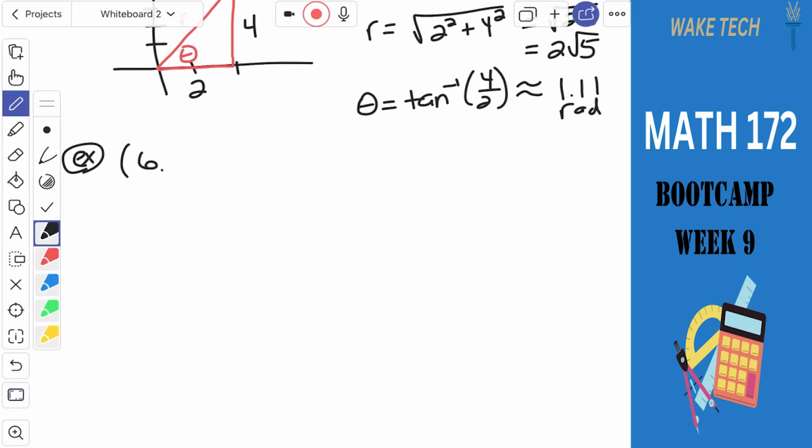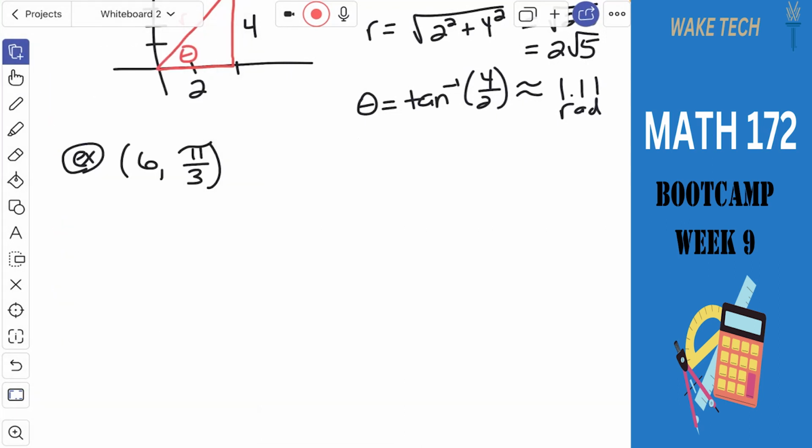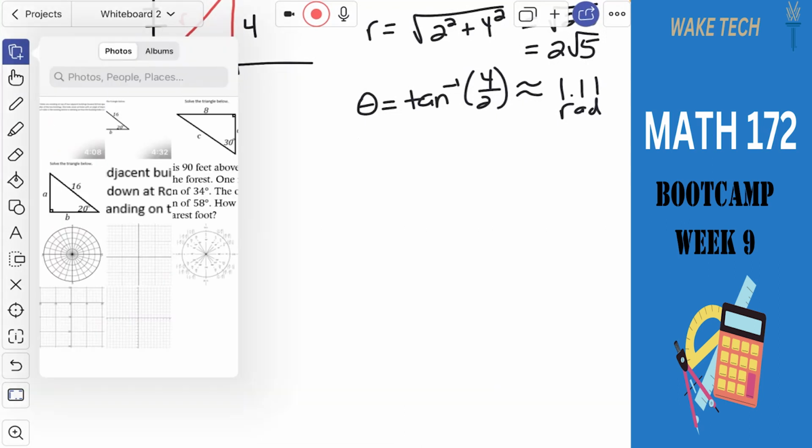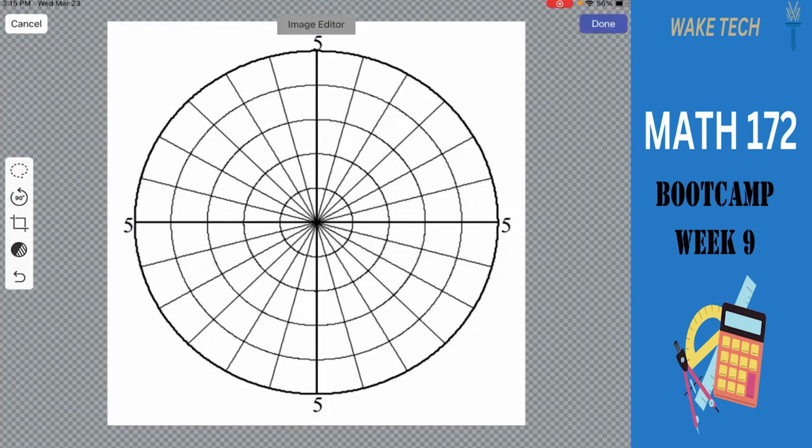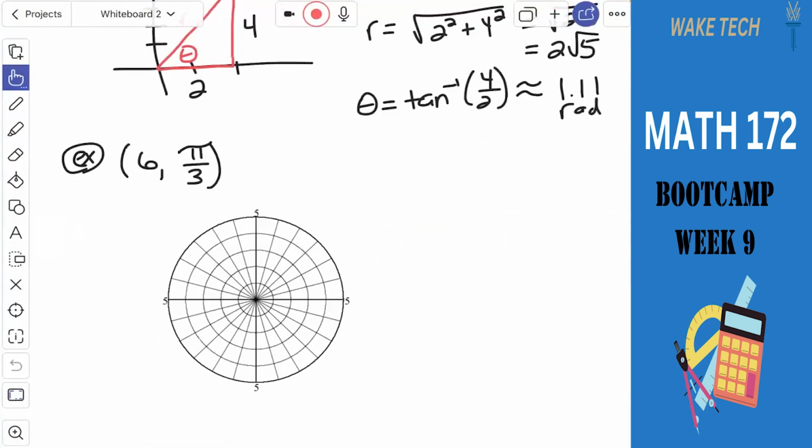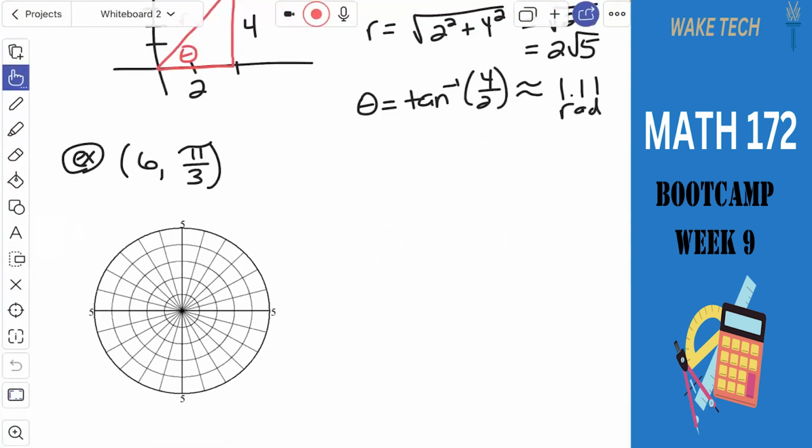Let's do 6 with pi over 3. If we want to plot the point 6 with pi over 3, let me change the 6 to a 4. Sorry, the polar graph I just put in here only goes up to 5, so I don't want to have to travel out to 6.